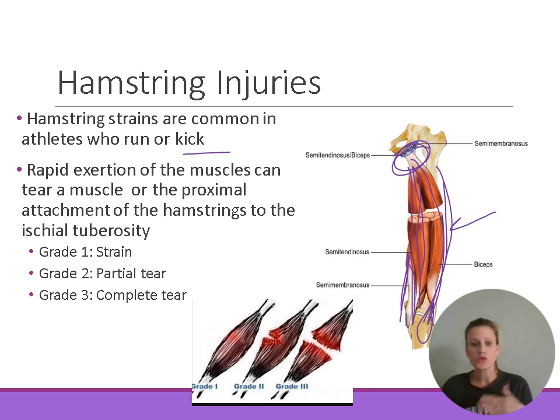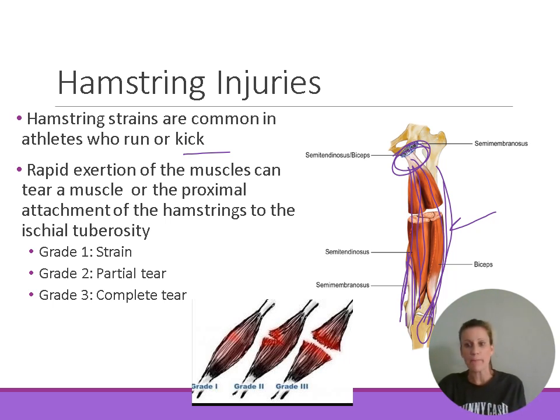Grade 2 occurs when there's a partial tear. It has not completely torn the muscle. You still have some function in the muscle, but this is obviously considerably worse than just a strain and requires longer rest and more treatment. We'll talk about treatment in a second. Grade 3 is when there's a complete tear. Like there's a pop, there's a complete tear through the hamstring muscles and you lose function.